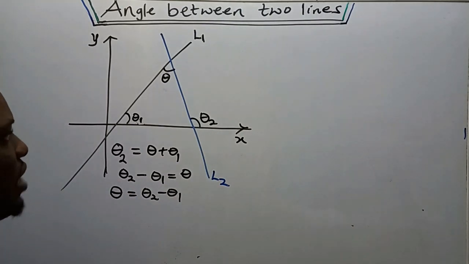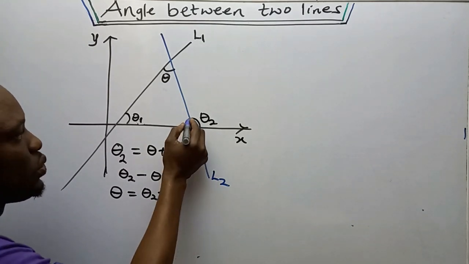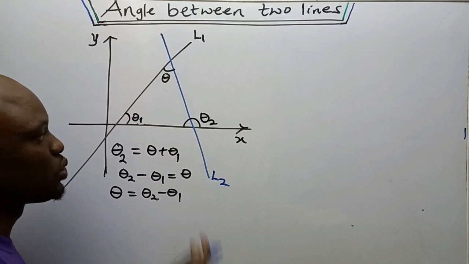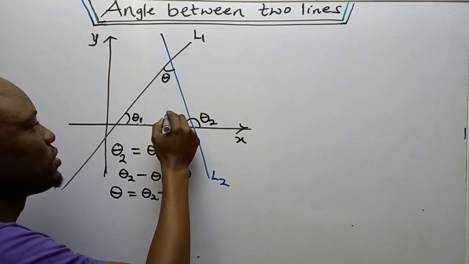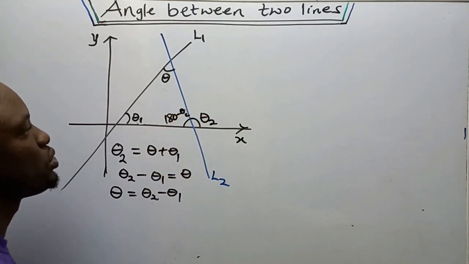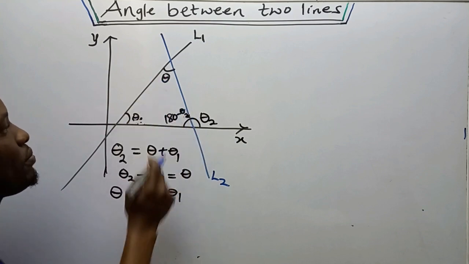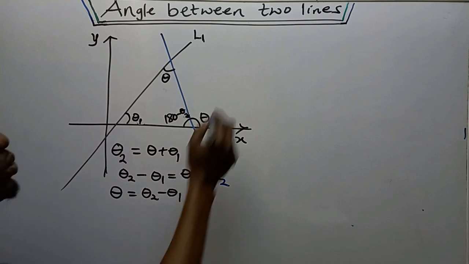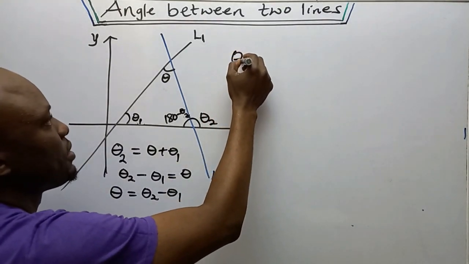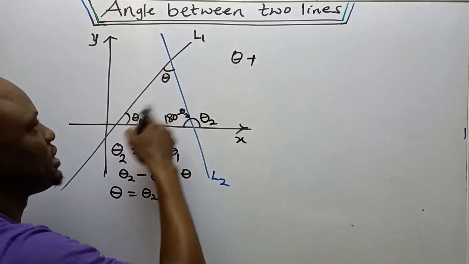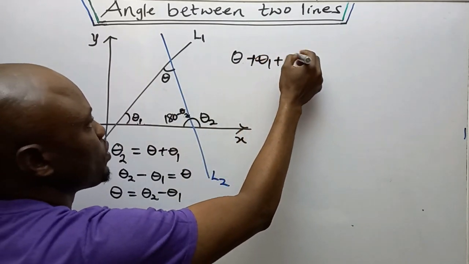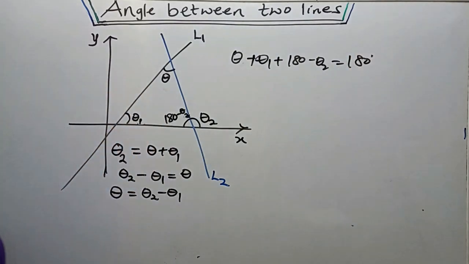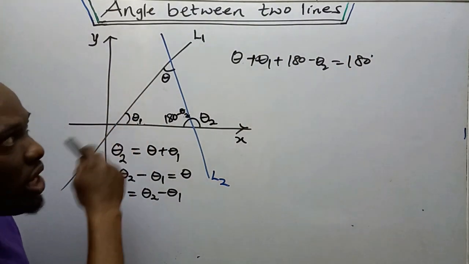Now, if I don't want to do that, I can just say this is a straight line. The sum of angles on a straight line is 180 degrees, so this will become 180 minus theta sub 2. The sum of angles in a triangle is 180 degrees. So theta plus theta sub 1 plus 180 minus theta sub 2 equals 180 degrees, the sum of angles in a triangle.